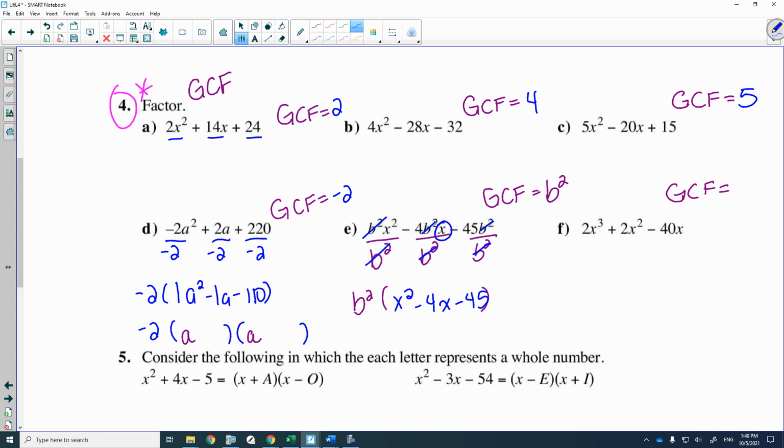Danny, what would you say the GCF of f is? Yes, it is 2x because x is common to each. You take out the x with the lowest power. And you would get 1x squared plus 1x minus 20. And then you factor that by inspection.